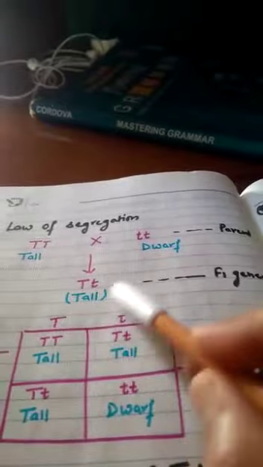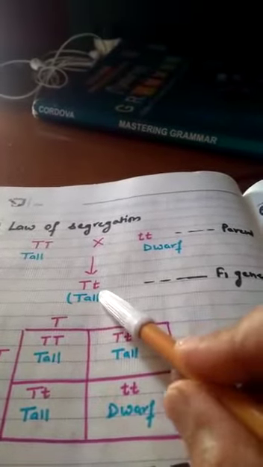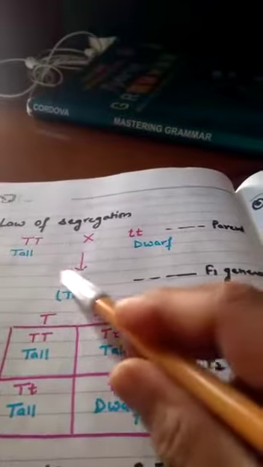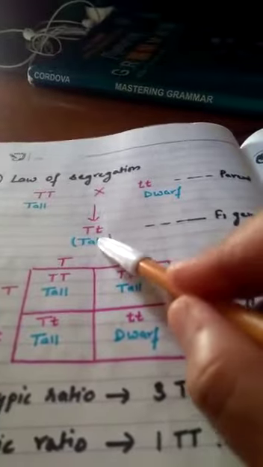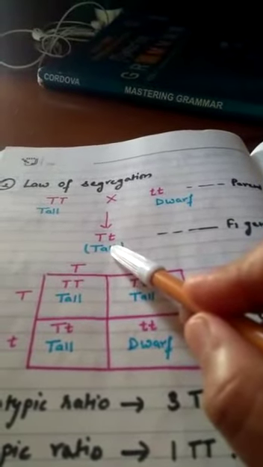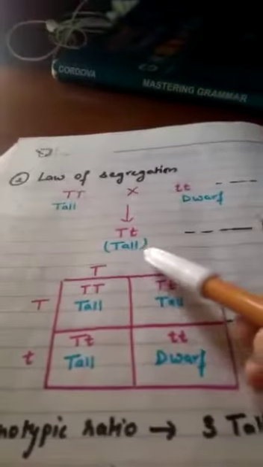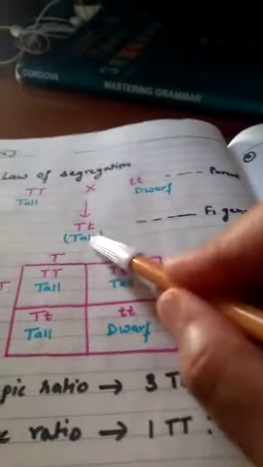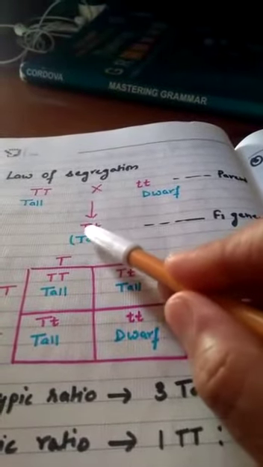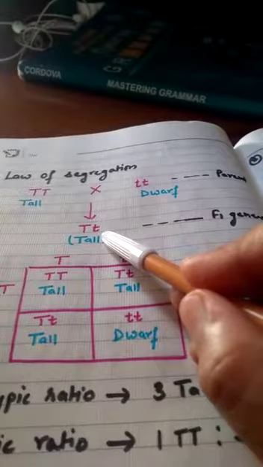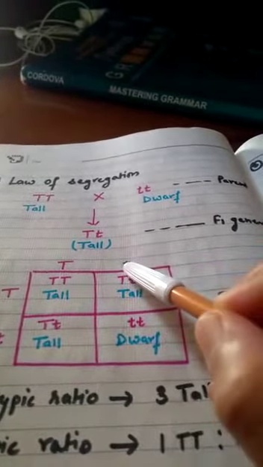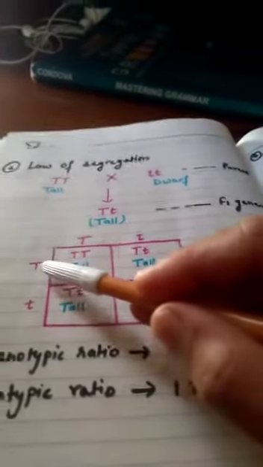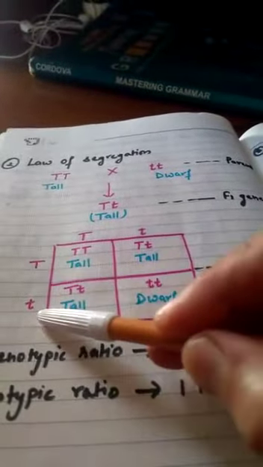So I have written here directly capital T small t, F1 generation. All the plants are of the same type. Now if we take two plants from the F1 generation and make a cross between them, then we can get the F2 generation. So we have taken two plants, both the plants are the same, capital T small t. We will write the gametes produced by one plant here, capital T small t. The other plant will also produce the same type of gametes, capital T small t.